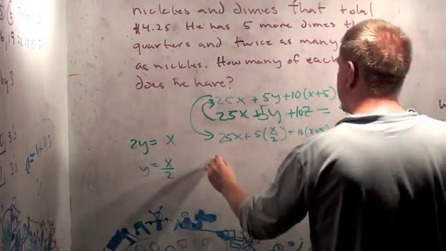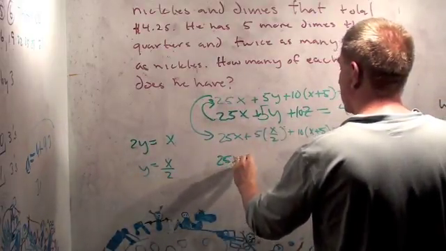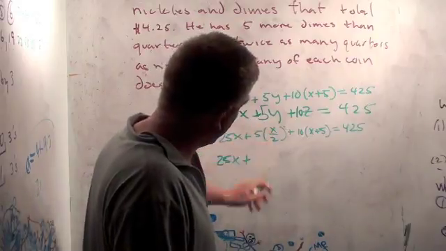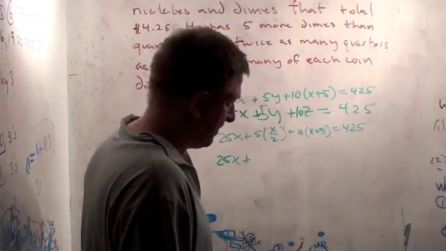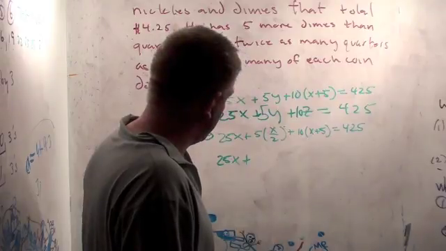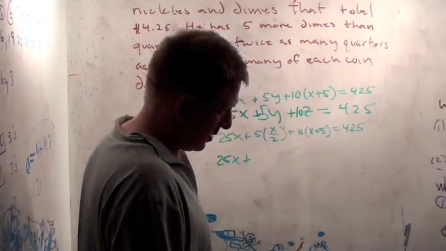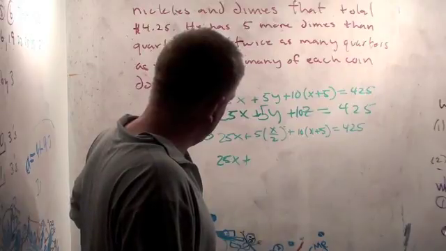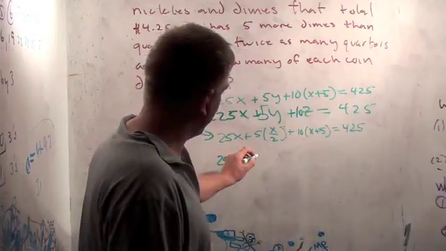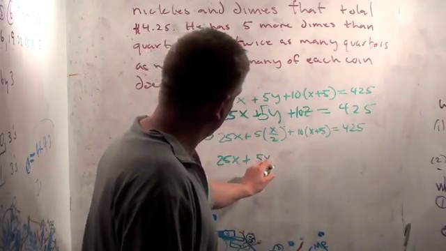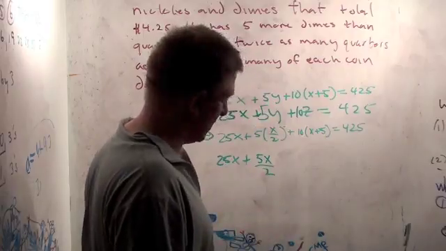I have 25x. What's 5 times x divided by 2? 5x divided by 10? Well, we can just bring this equation down. What is 5 times x divided by 2? Do you know? No. Okay, it's 5x divided by 2.